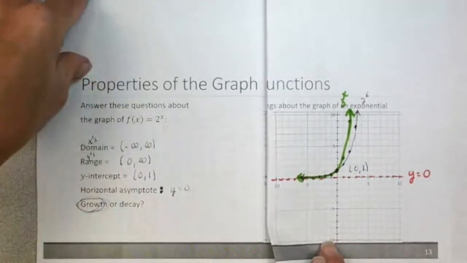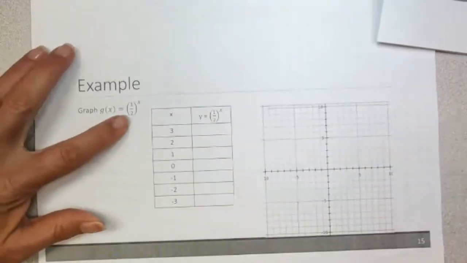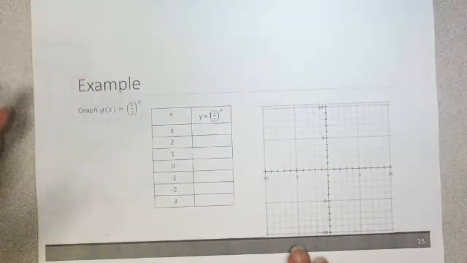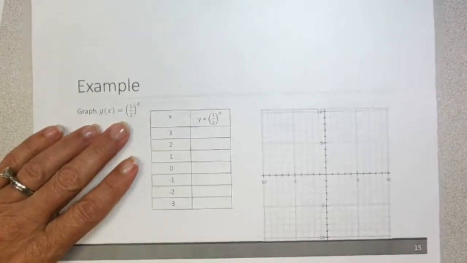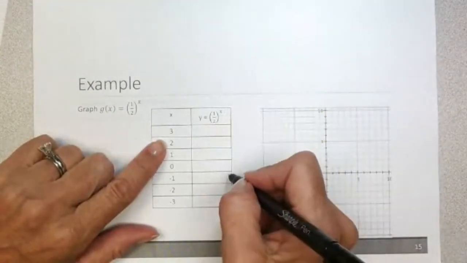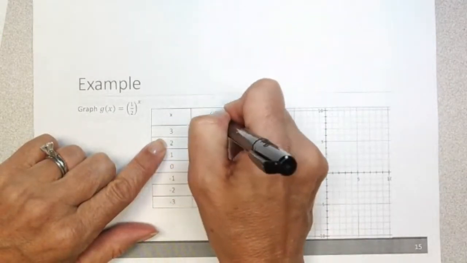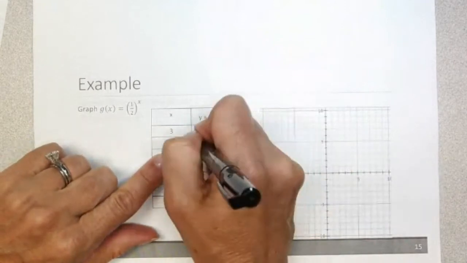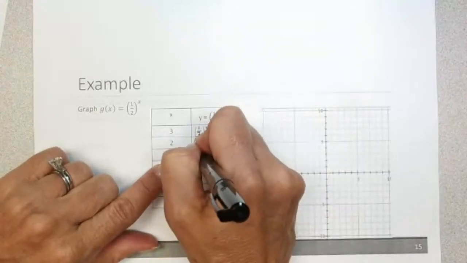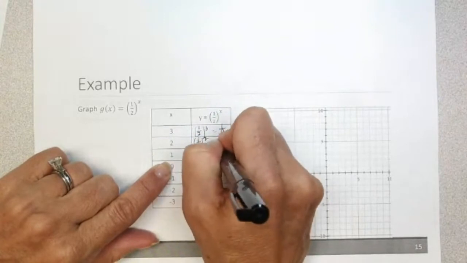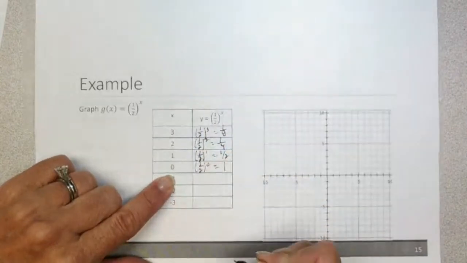Right? Let's compare this graph of 2 to the x with the graph of (1/2) to the x. Here, our base now is between 0 and 1. We should expect to see exponential decay here. Let's plot this real quick. When x is 3, y is 1/2 cubed, or 1/8. When x is 2, y is 1/2 squared, or 1/4. When x is 1, y is 1/2 to the first, or just 1/2. When x is 0, of course, 1/2 to the 0 power is 1.